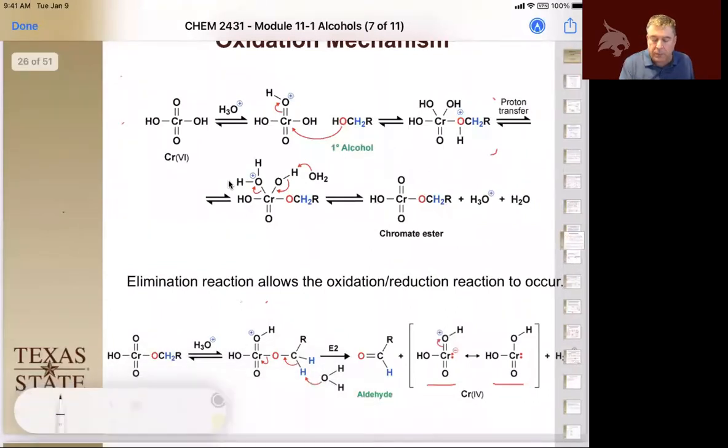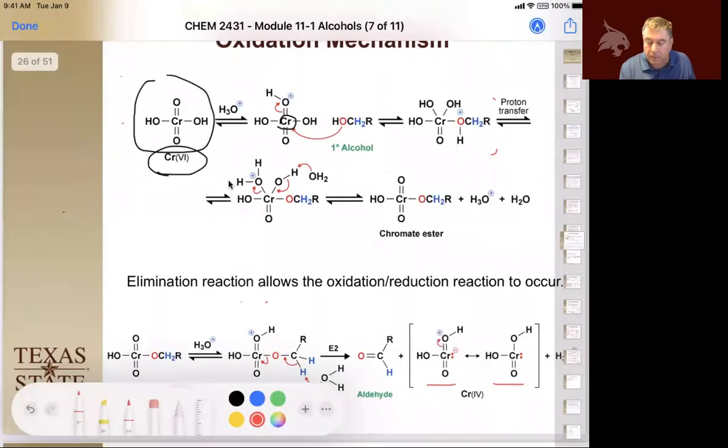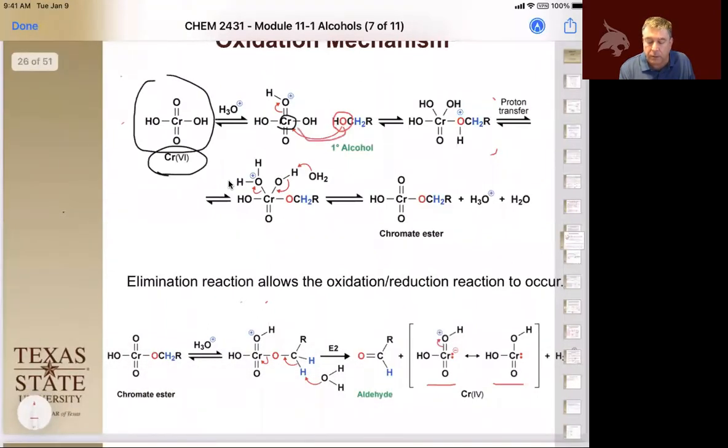So the first thing we need to think about is this chromium has 4 oxygens around it, and it's in its oxidation state of +6, okay? In this acidic condition, we're going to protonate this species to make our chromium really electropositive. So that gives us our electrophile. We're going to take the electrons from our oxygen here, and that's going to act as a nucleophile and create a new chromium oxygen bond.